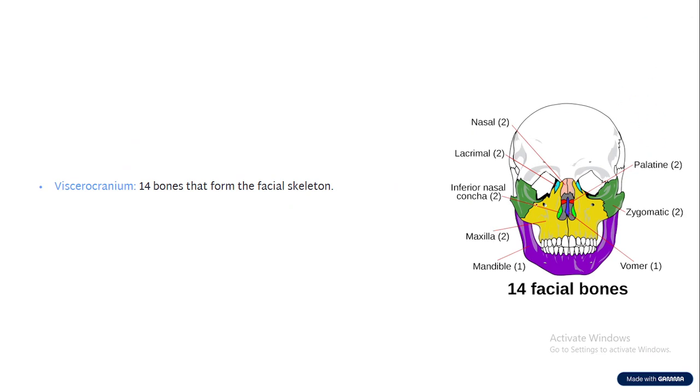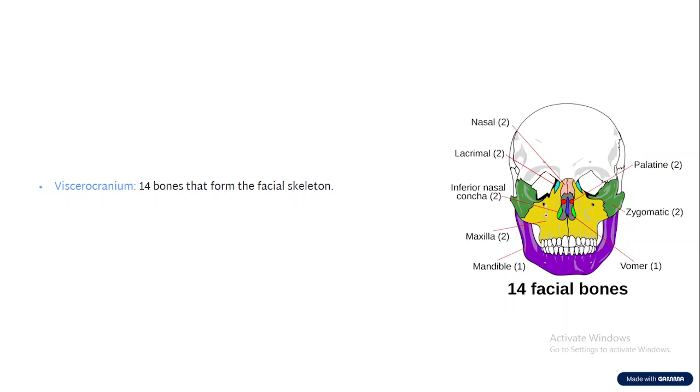Now coming to viscerocranium. Viscerocranium is basically the facial structure. So the facial structure is formed by 14 bones that form the facial skeleton, out of which 6 are paired bones. These are the nasal, the lacrimal, inferior nasal concha, maxilla, zygomatic and palatine bones, and 2 bones which are unpaired, that is the mandible and vomer.